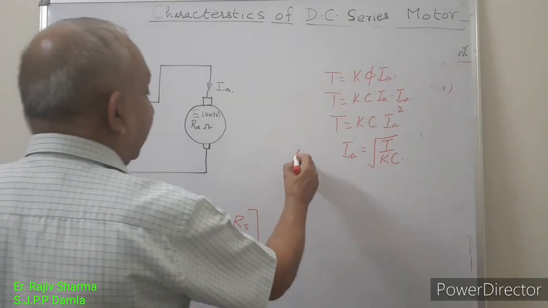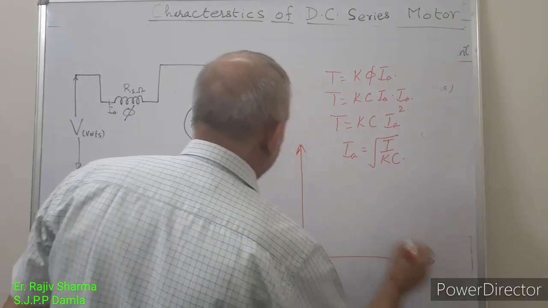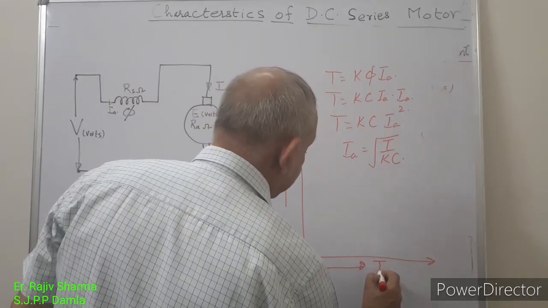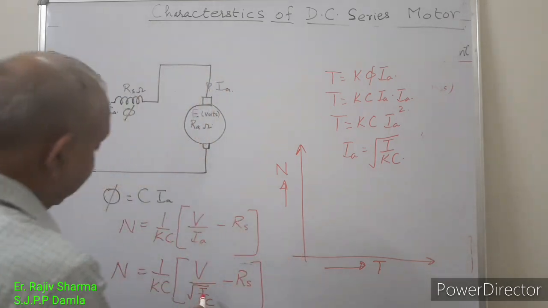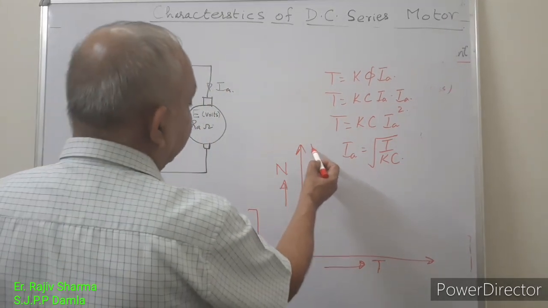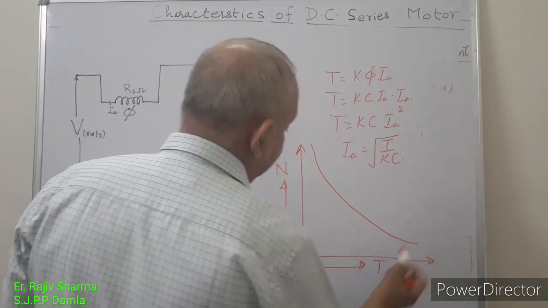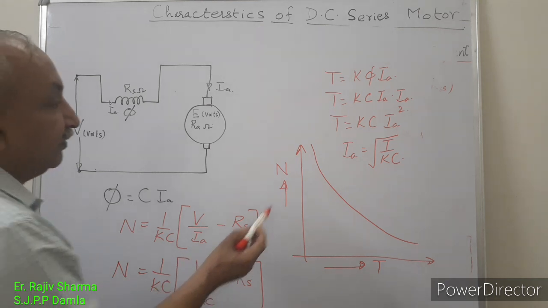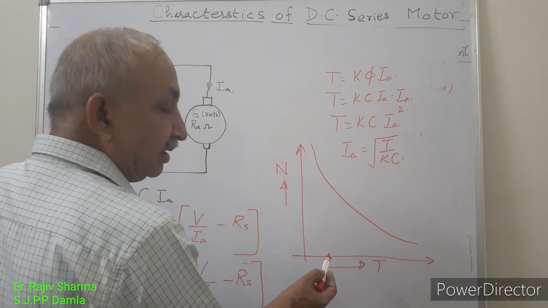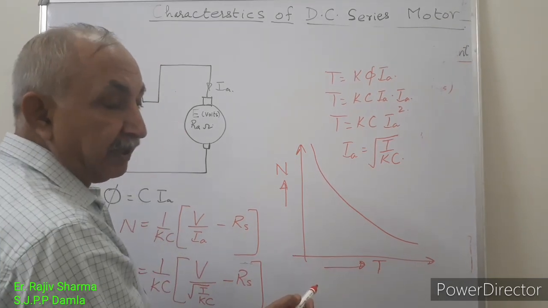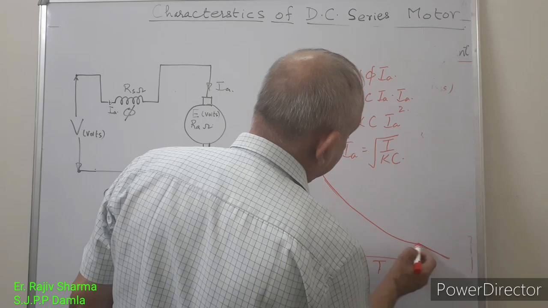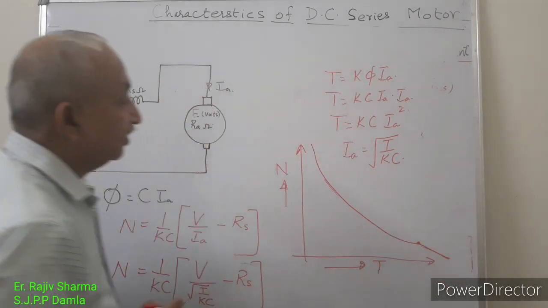Now the graph is same. Here on the y-axis we have the speed in say RPM, and we have the torque in Newton meter. When the value of torque is 0, speed is infinite, very high, and as the value of torque increases, the speed will decrease. When the flux becomes constant, so then the flux is no more dependent upon the armature current, then the graph becomes linear. Say this is before saturation and this is after saturation.